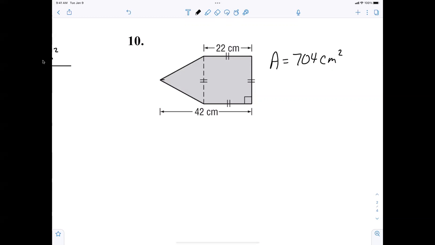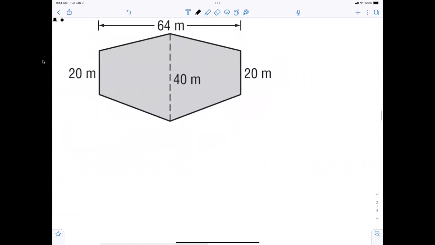So again, guys, I don't care about being wrong, right? Just verify that you know how to do it. So you can say it's easy. Anybody have any issues with that being 704 centimeters squared? Anybody? Okay.